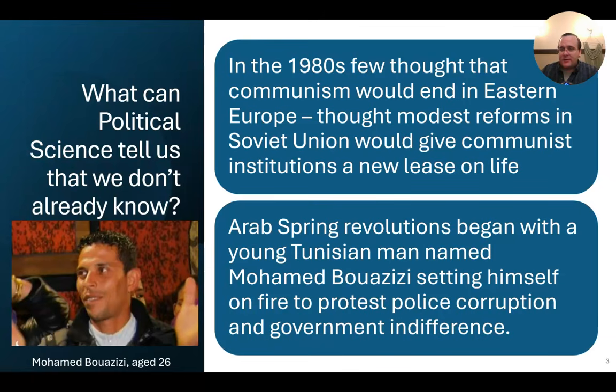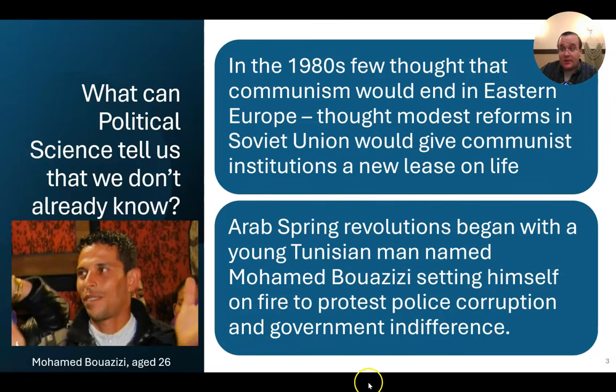In the 1980s, the Soviet Union was at its height. The Cold War was coming to a close, but few people thought that communism would ever end in Eastern Europe. It seemed like a pretty entrenched thing. We thought modest reforms in the Soviet Union would give communist institutions a new lease on life. Boy, were we wrong about that. In the Soviet Union, one reason for its collapse was that the factories were more focused on producing bullets and tanks and not focused enough on producing grain for its citizens. There's one area of human behavior political science could have told us.